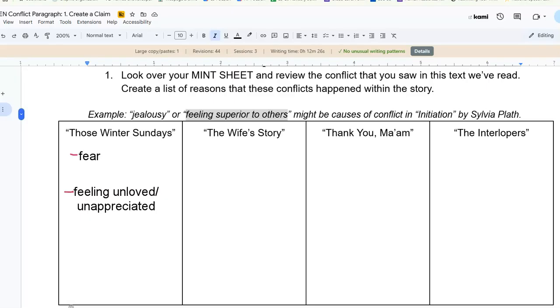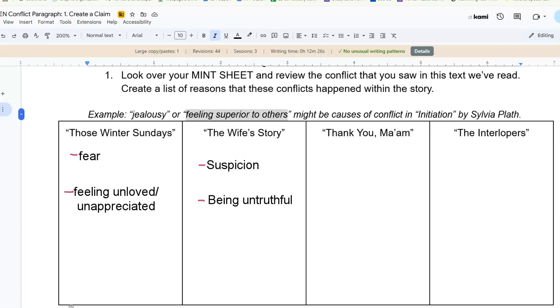In The Wife's Story, some that were brought up included suspicion, because the wife was suspicious of her husband, so that created some potential conflict. Also, being truthful. The husband didn't tell his wife his true nature, so that created conflict. So again, here are two things that students had found were potential causes of conflict.